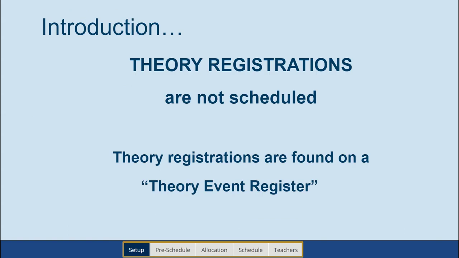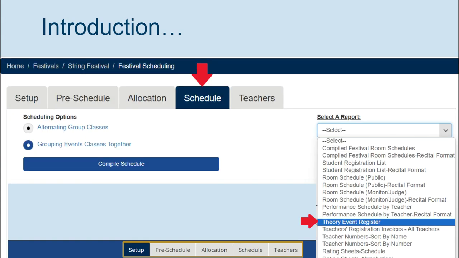Theory registrations are not currently scheduled. You will not see the theory registrations in the pre-schedule or allocation tabs or in your compiled schedule. Instead, the theory registrations will appear on the Schedule tab in the Select Report list labeled Theory Event Register. Now, on to the scheduling.